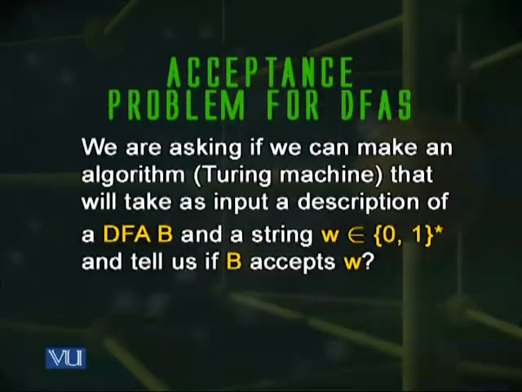We are asking if we can make an algorithm, a Turing machine, that will take as input a description of a DFA B and a string W in {0,1}*, and tell us if B accepts W. Can an algorithm decide if a DFA accepts a given string? Can we have a mechanical procedure which can take a description of a DFA and a string and tell us whether that DFA will accept that string or not? Well, is this language decidable? This language is decidable, and we will see why.